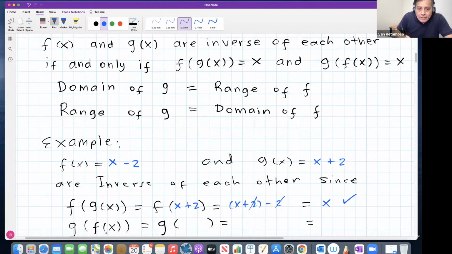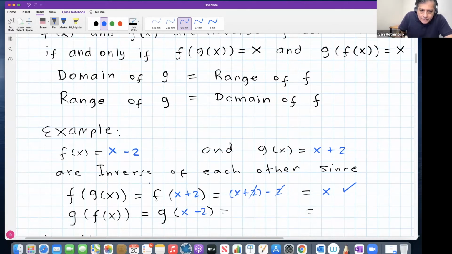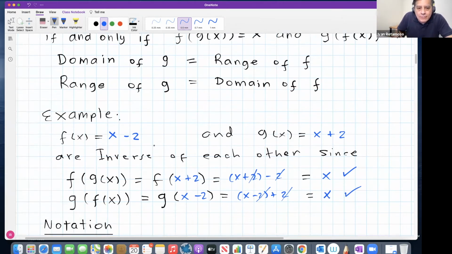Now g of f of x. f of x is x minus 2. So g of f of x should be equal to x minus 2 plus 2, right? But notice negative 2 and 2, they cancel, and this is equal to x, satisfying the second condition. So formally, you can say that these two functions are inverse of each other.